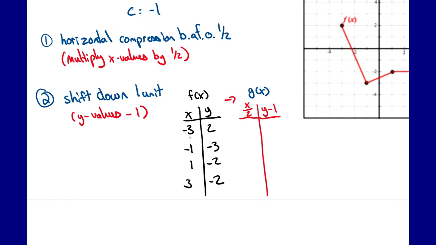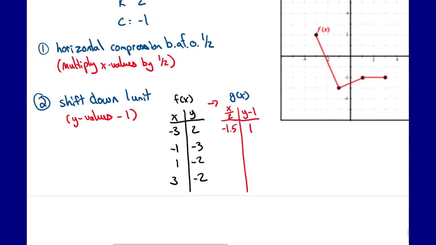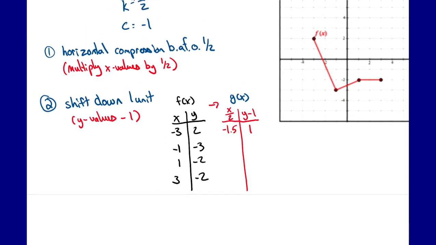So for my first point, for my x value, I'm going to divide it by 2. Sorry, -3 divided by 2. For my y value, I'm taking a 1 away from it. So 2 minus 1 is 1. So this point of -3, 2 now becomes -1.5 and 1. So -1.5 for the x value and 1. So that is my new starting point, you could say.